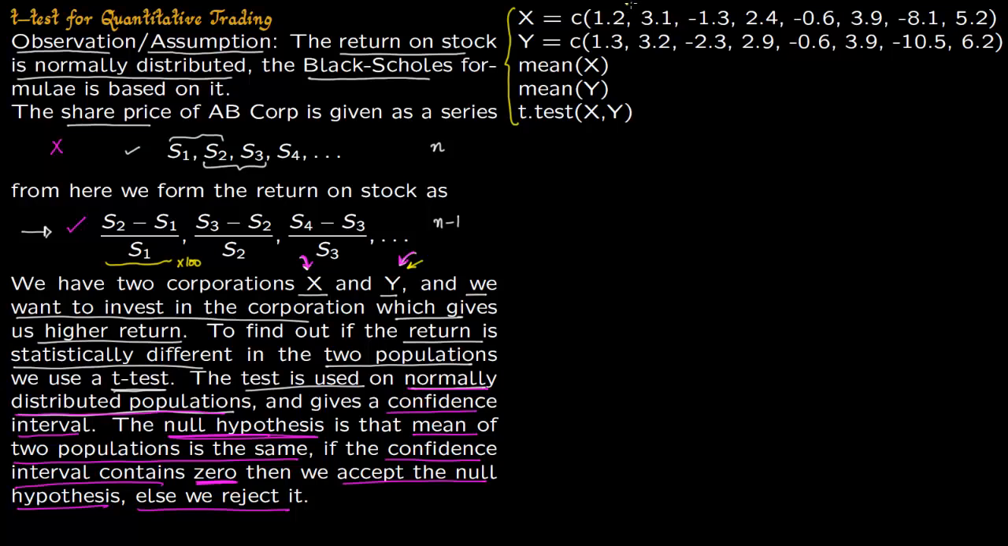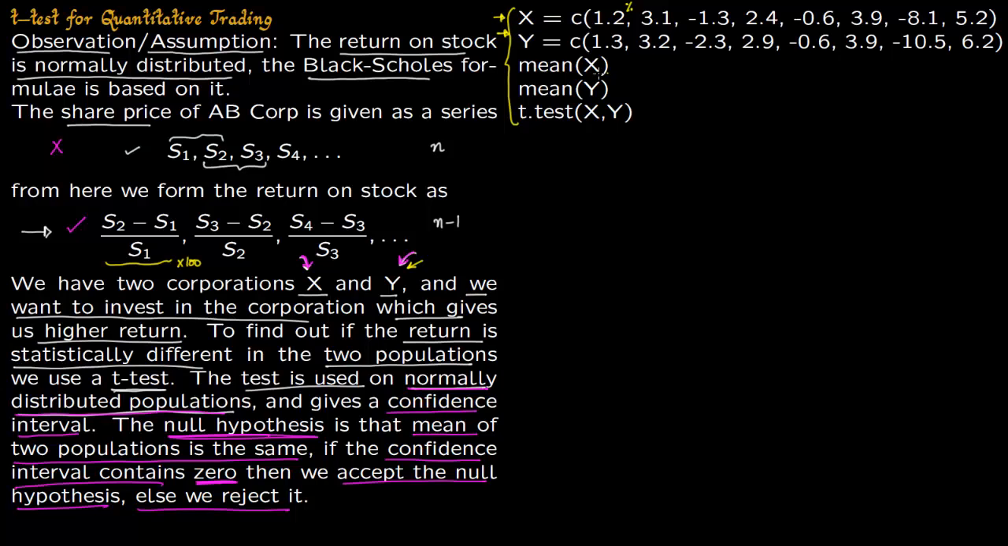The first point is 1.2%, then 3.1%, then minus 1.3%, because the stock price went down. Then positive, stock price went up, stock price went down. So you have formed these percentage returns. Similarly for stock Y, you have formed the percentage returns. And the question you want to answer is, where should I invest? Should I invest in stock X or should I invest in stock Y?